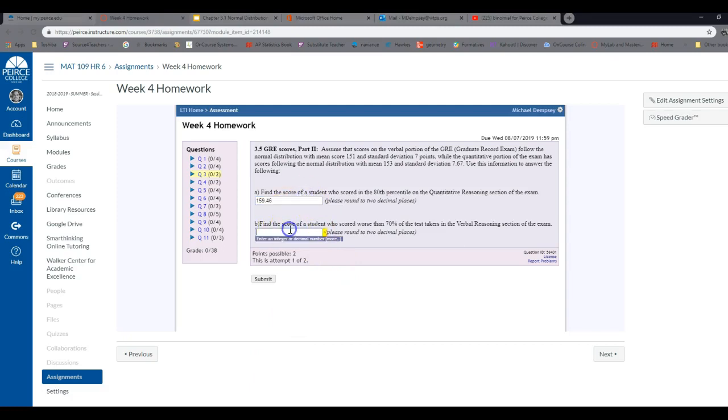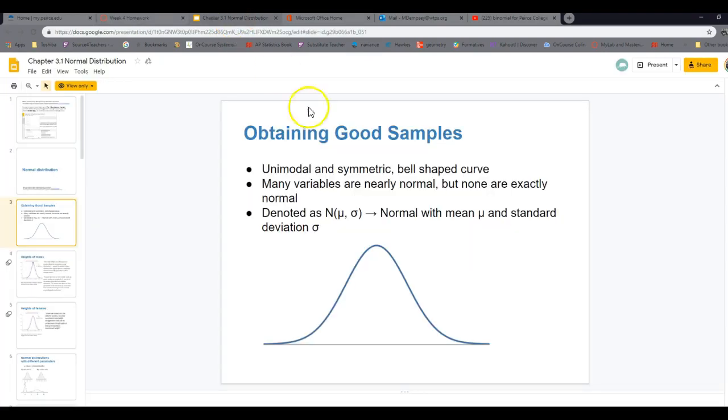Okay. Find the score of a student who scored worse than 70% of the test takers in the verbal reasoning section. So now we're talking about the 151 and the 7. And this person scored worse than 70%. So try to picture what that means. All right. This person scored worse than 70%.